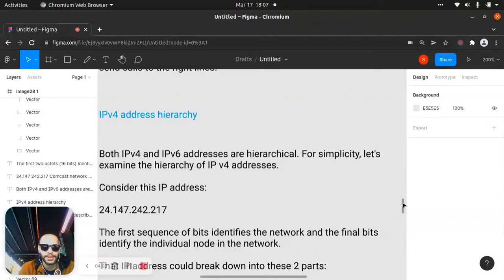This is the IPv4 address: one, two, three, four parts. Each is 8 bits, so altogether it gives the possibility of 2 to the power of 32 devices. It will give us many more connected devices.